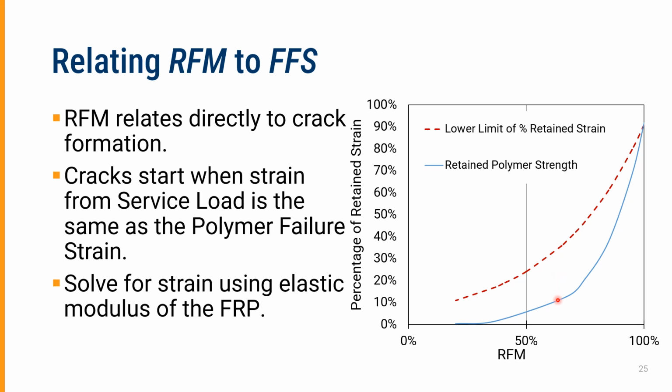And the reason is that the strength is a consequence of the retained elastic modulus of the polymer, which we can approximate by the same as RFM, and we multiply that by the percentage of retained strain, and we come up with a value for the percentage of retained strength. We can take this back to our stress analysis through the section looking at intact FRP to determine if we have a situation where failure is going to occur.